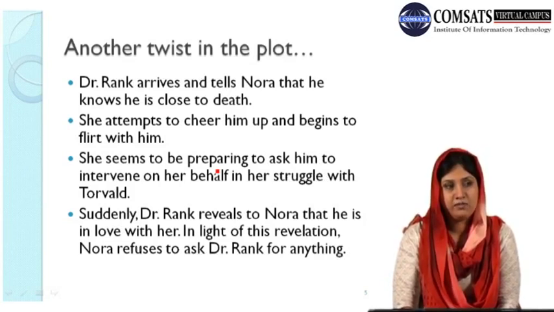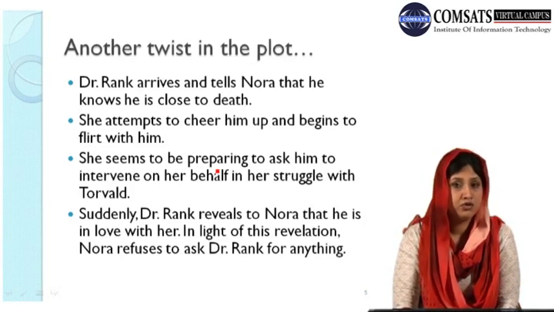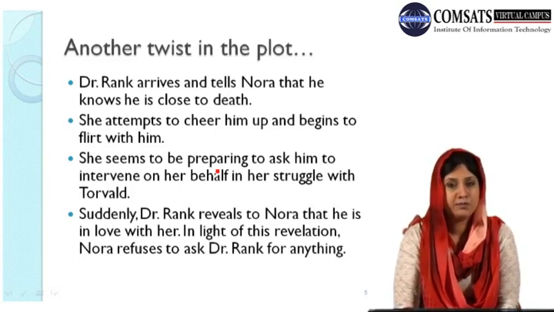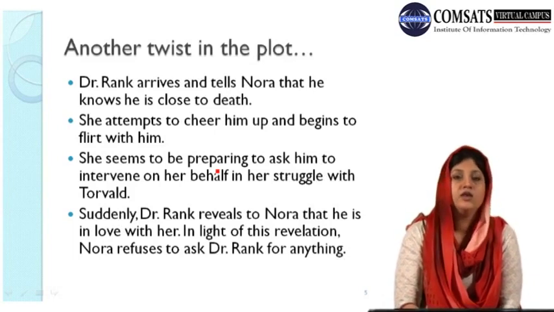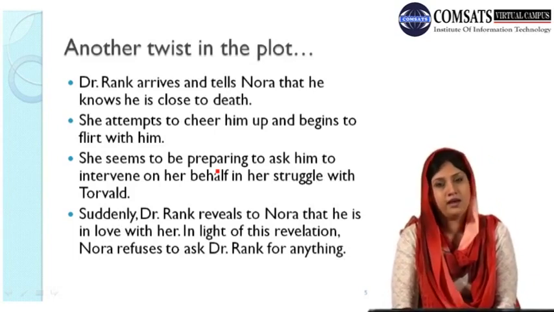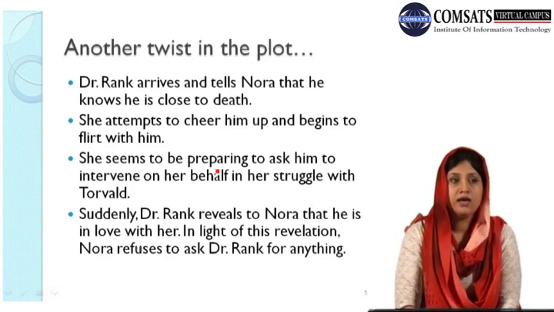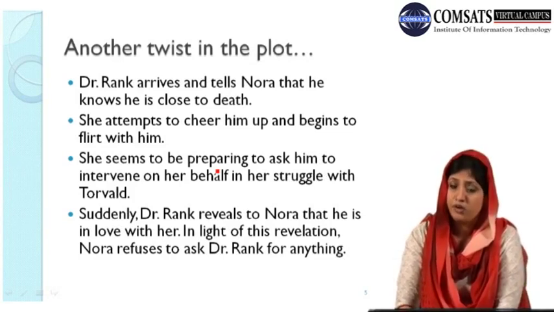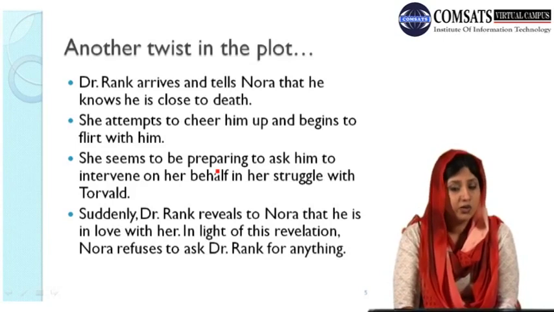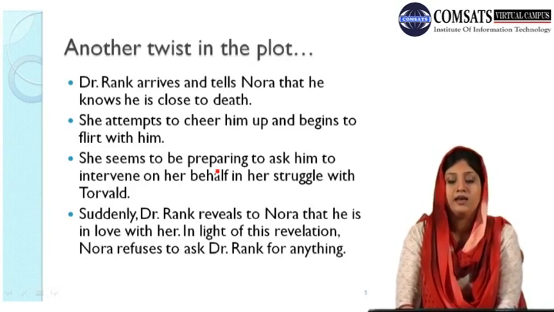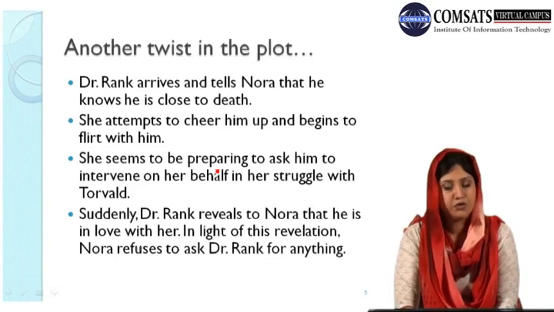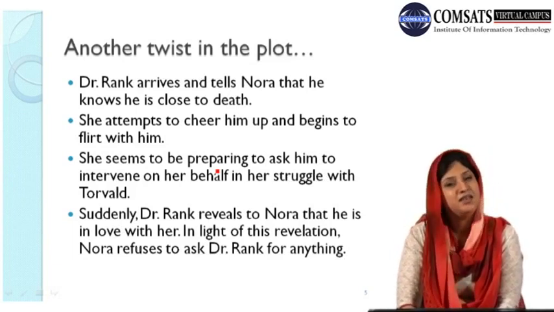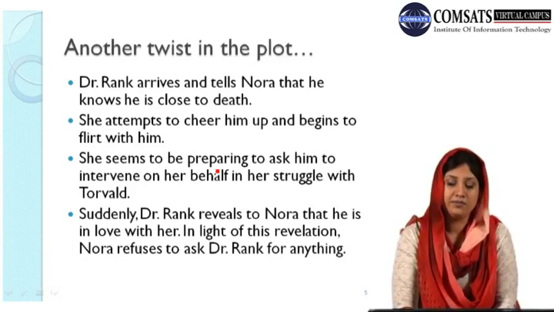Nora, when she finds that she's not able to press her husband hard to do what she wants, which is not dismissing Krogstad, thinks to use Dr. Rank as the second source, and she wants to pressurize her husband through his very dear friend. So she's preparing to ask him to intervene in the situation on her behalf and help her in her struggle with Torvald. Suddenly, Dr. Rank reveals another thing, and he tells Nora that he is in love with her.